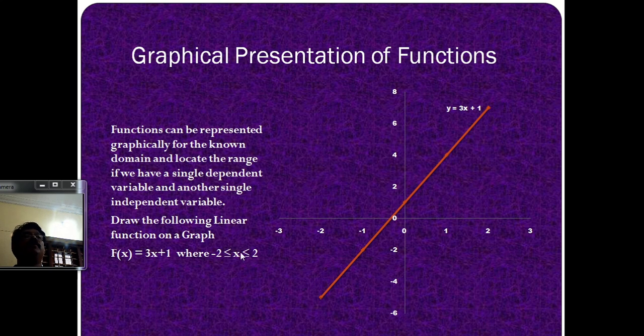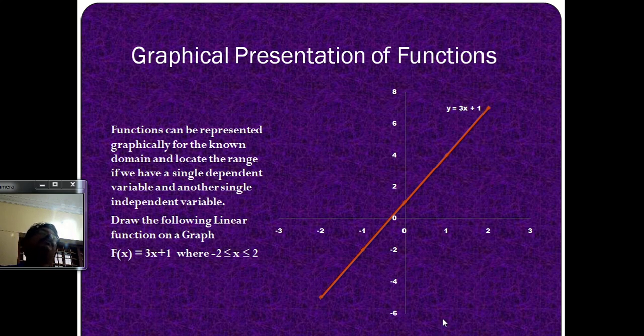When x is equal to 1, 3 into 1, 3. 3 plus 1, 4. So when x is equal to 1, y is equal to 4. So this is the point. And when x is equal to 2, 3 into 2, 6. 6 plus 1, 7. y is equal to 7. So when x is equal to 2, y is equal to 7. So you are getting 1, 2, 3, 4, 5 points. So join these points with a straight line. And this is the line that expresses the function y is equal to 3x plus 1.